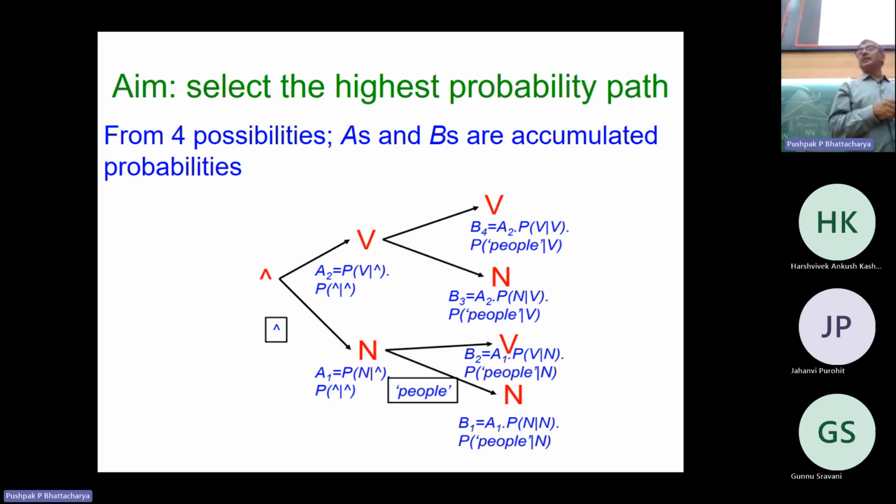Because the state is N now. Then next, V3 is A2 into probability of N given V into probability of people given V. V4 similarly is A2 into probability of V given V multiplied by probability of people given V. Okay, all this is as per the theory, the way we have developed the argmax expression. All okay? All fine here? And you have to keep on accumulating probability. That is the heart of the dynamic programming system, or Viterbi.